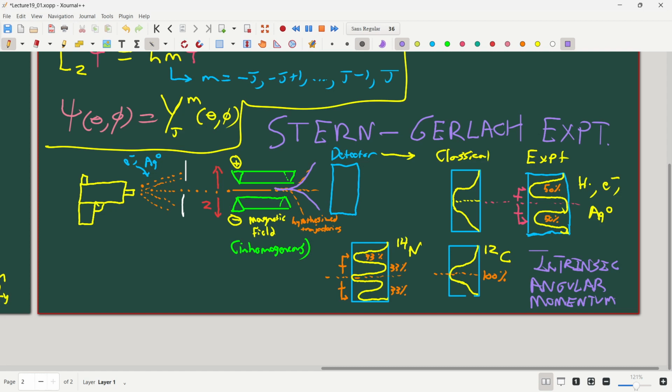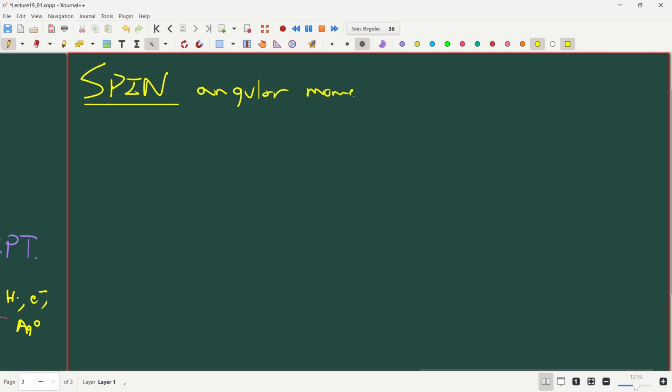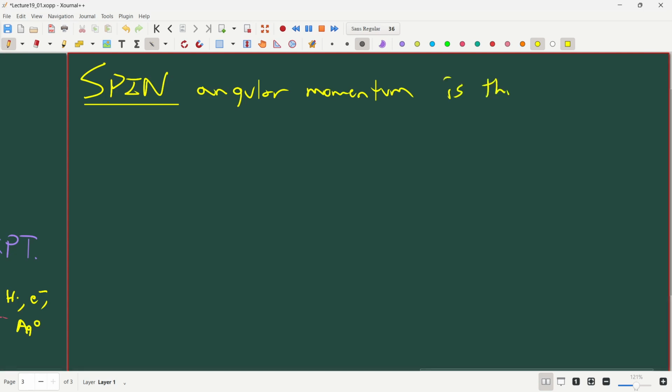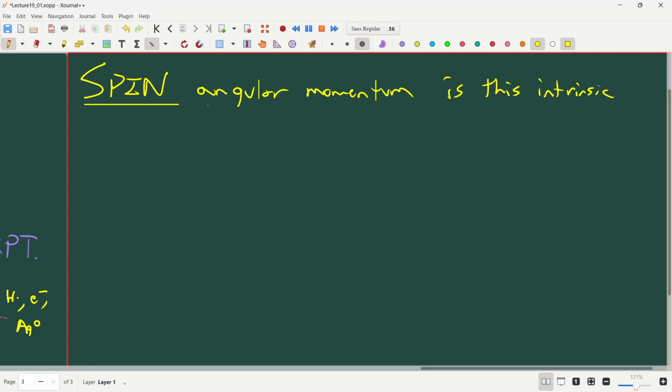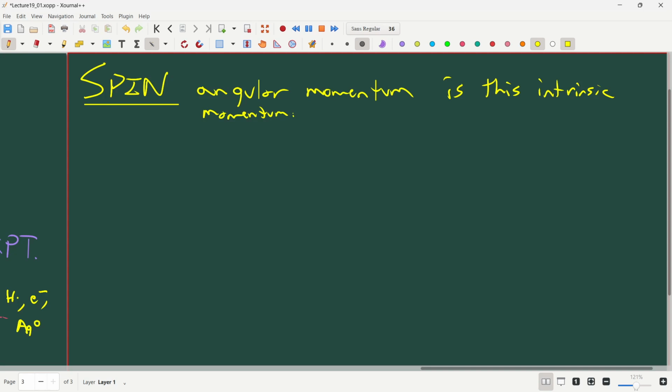So what is this? Well, I've been talking about it for the entire semester, so you probably already know the answer. But this is spin, or spin angular momentum. This is intrinsic spinning or intrinsic momentum. Every particle has a spin. Some particles have zero spin, but every particle you can assign an angular momentum to called spin that is fixed for the particle.